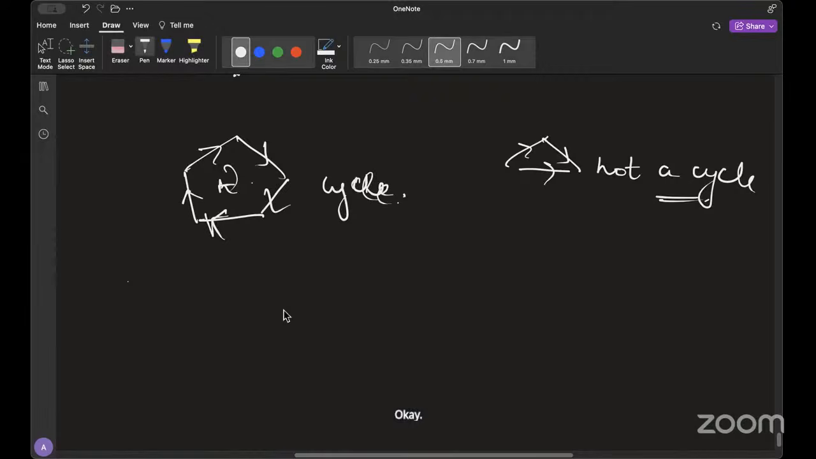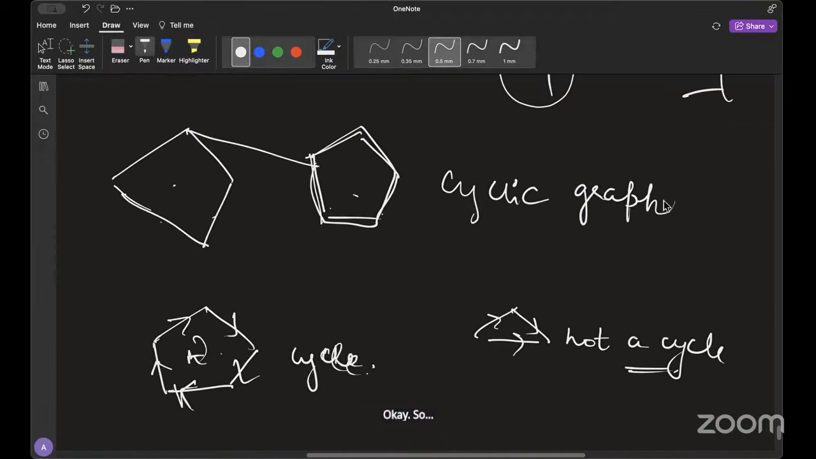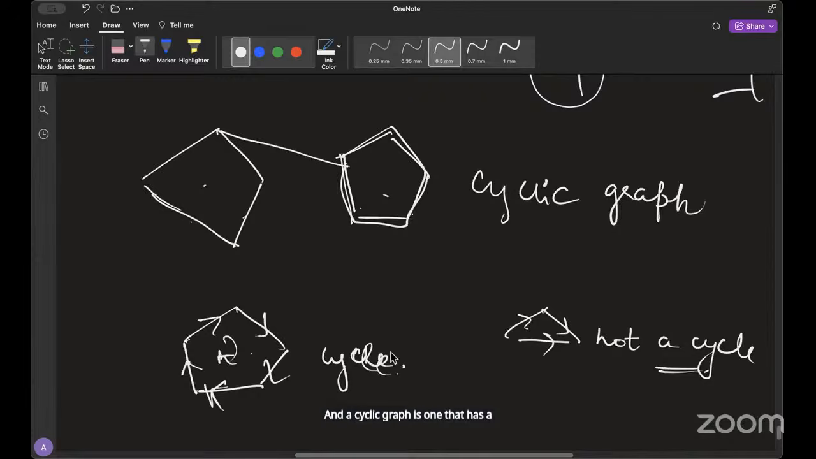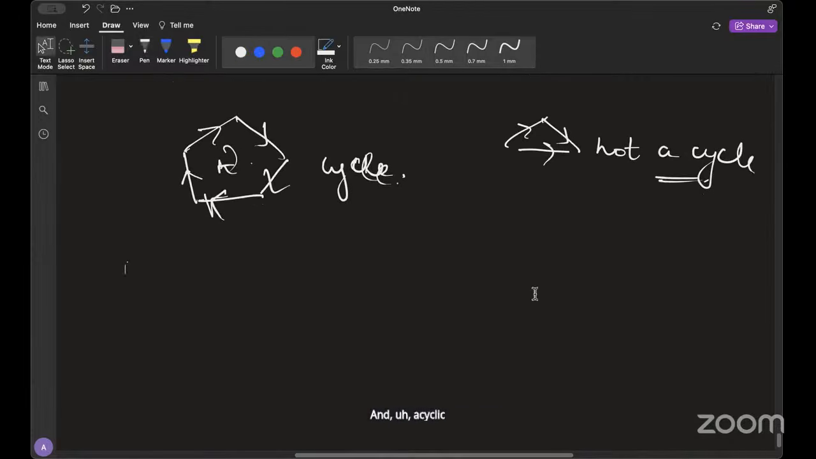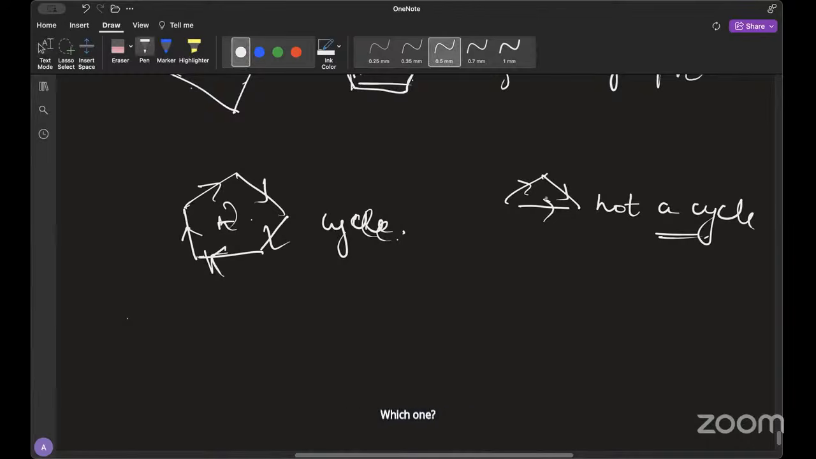Okay. A cyclic graph is one that has a cycle, and acyclic means no cycles at all in the graph. So three edges means not cyclic. Which one? This one is not cyclic, because for a cycle it should follow a direction like this. Now this is a cycle. The upper one is not a cycle. This one's not a cycle. This is a cycle.